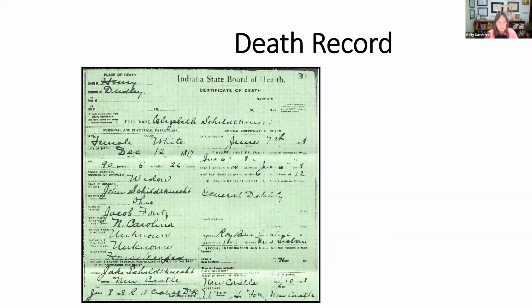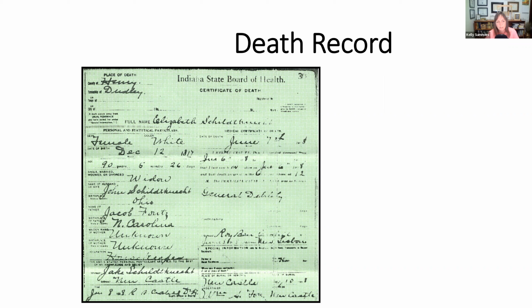And we see that Elizabeth died and was 90 years old when she died. And her birth date is listed as the 12th of December, 1817. And her death, we already said, was the 7th of June. She's listed as a widow. The name of her husband is John Schultnick, and her birthplace is in Ohio. And her parents, we have a father listed as Jacob Fouts, born in North Carolina, and the mother is unknown.